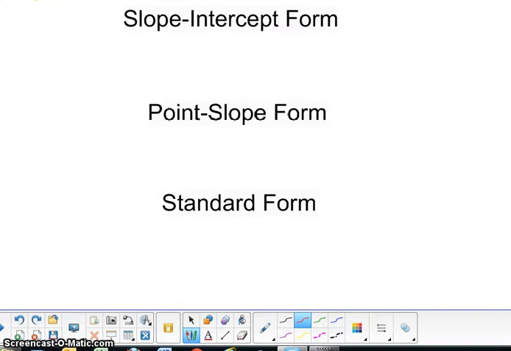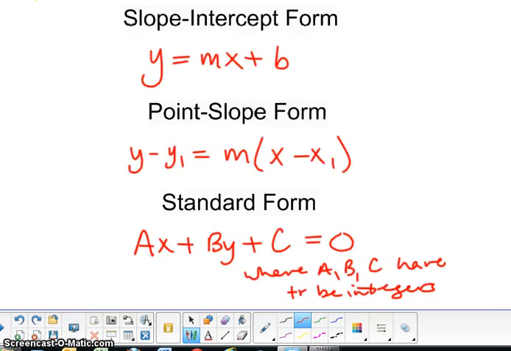Next, I want you to recall any of the forms that you already know. Push pause and see if you know them all. Check your answers and see how you did. Now let's apply them.